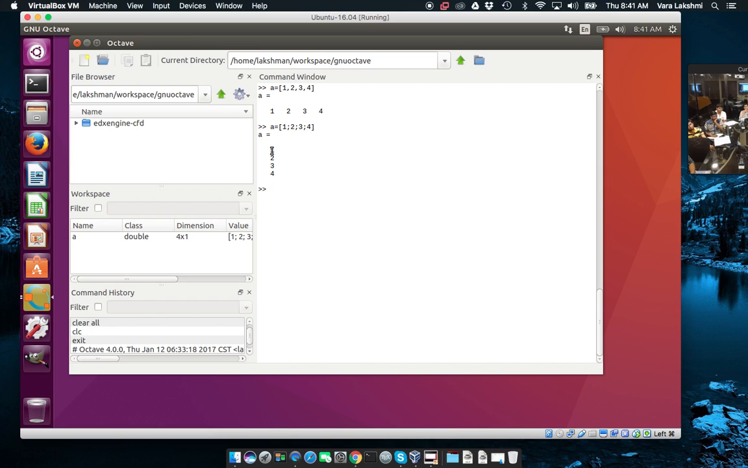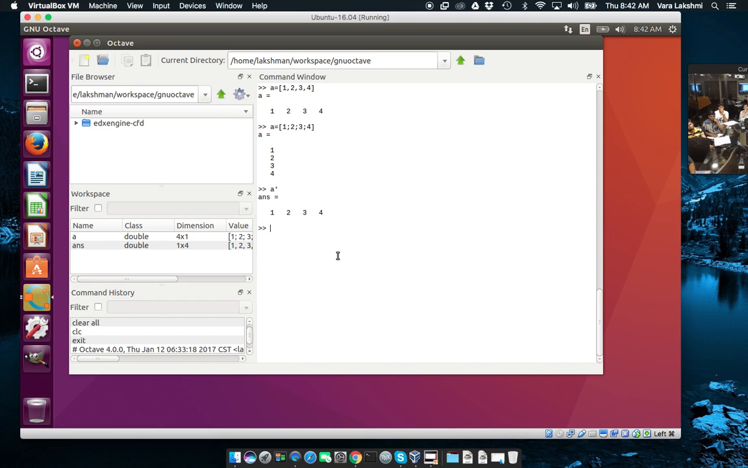So you will get a column matrix. This is one column, so it has 4 rows, so this is basically a 4 by 1 matrix. The top one is basically a 1 by 4 matrix. To convert this 4 by 1 to 1 by 4, you simply do a transpose. Transpose is denoted by this. So A transpose is 1 2 3 4.